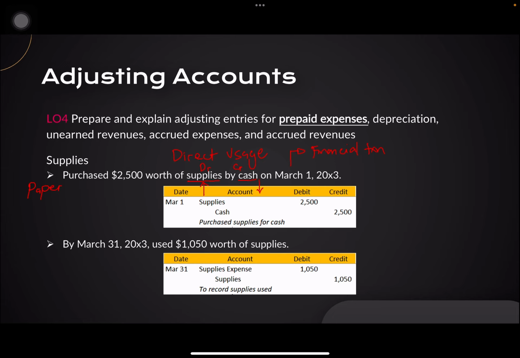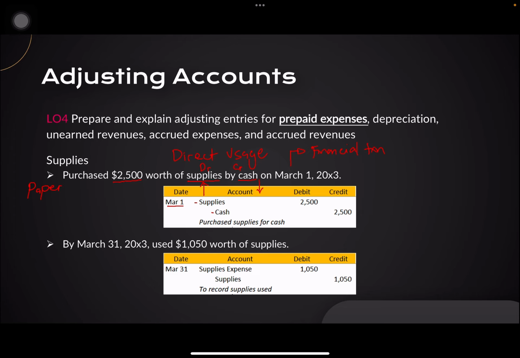So now that you've completed your analysis, you now need to prepare your initial journal entry. Again, put the date of the transaction. It will be March 1. And then debit supplies amounting to 2,500, which is the amount of supplies that you bought, and also credit cash for the amount of 2,500. So this is now your initial journal entry. The context of this transaction is that we purchased supplies for cash.